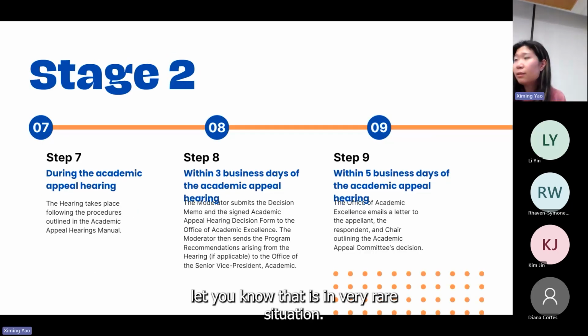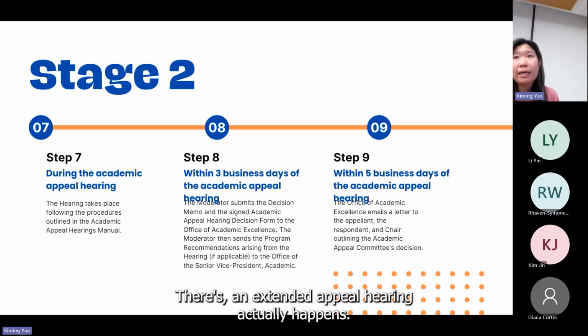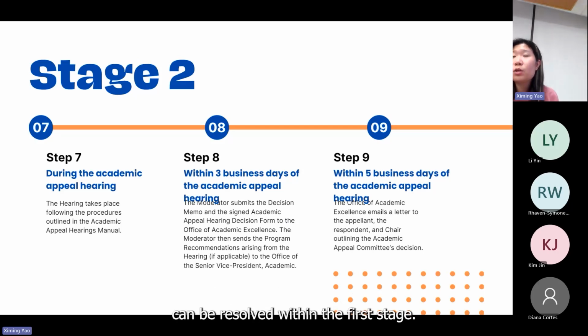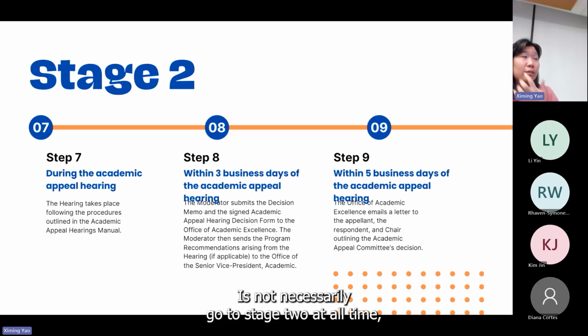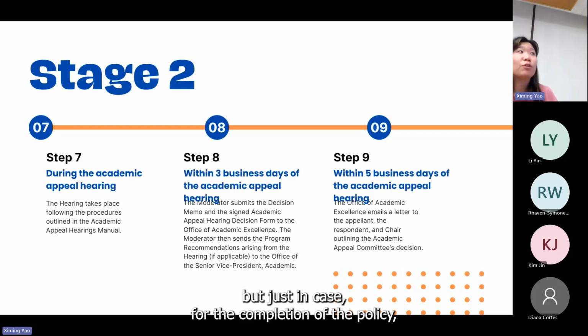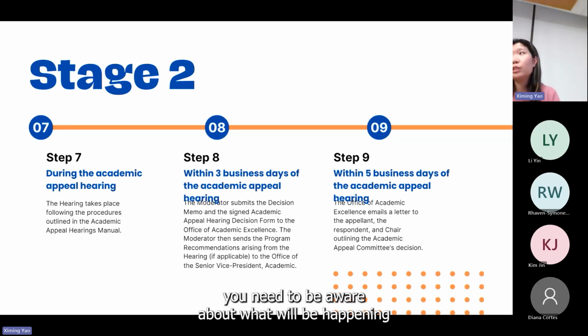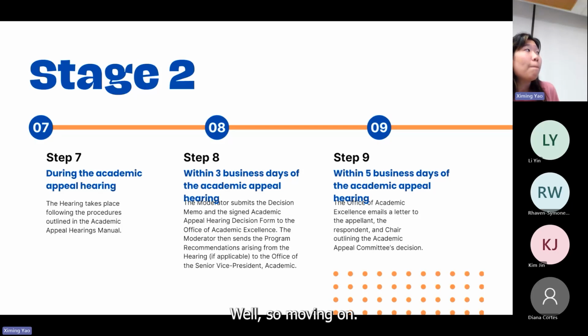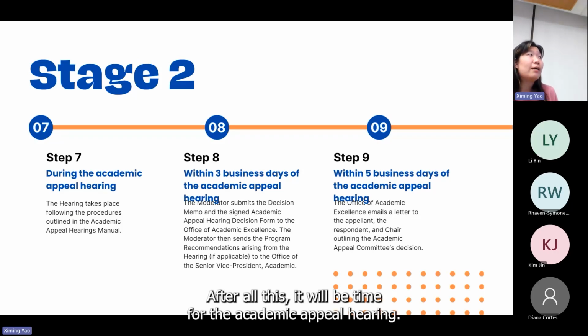I need to let you know that it is a very rare situation that an academic appeal hearing actually happens. Usually your academic appeal request can be resolved within the first stage. It does not necessarily go to stage 2 at all times, but for the completeness of the policy, you need to be aware of what will be happening during the entire stage 1 and stage 2 process as well. So moving on, after all this, it will be time for the academic appeal hearing.